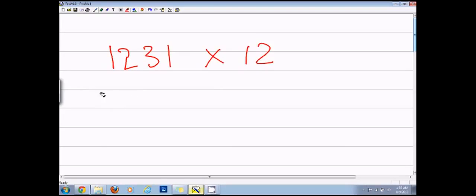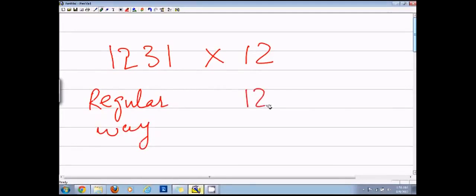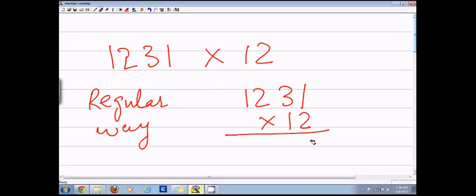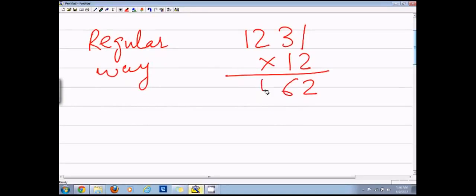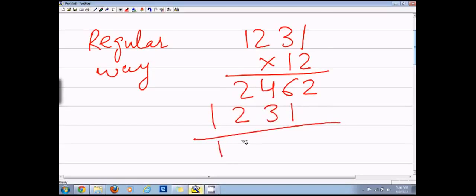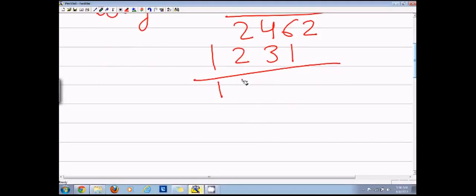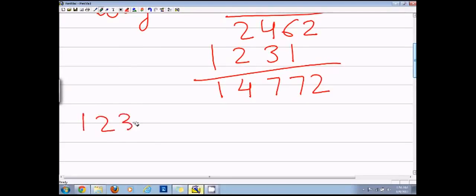The regular way will be to write 1231 and then multiply it by 12. In this case I say 2 times 1 is 2, 2 times 3 is 6, 4, 2, and then I write 1 2 3 1 shifted, and the answer is 14772.